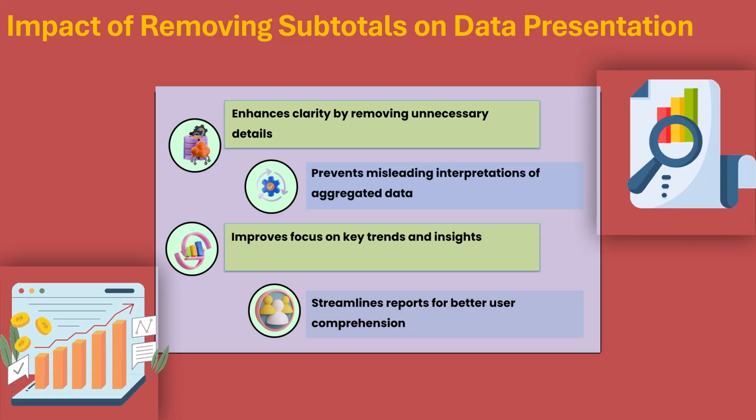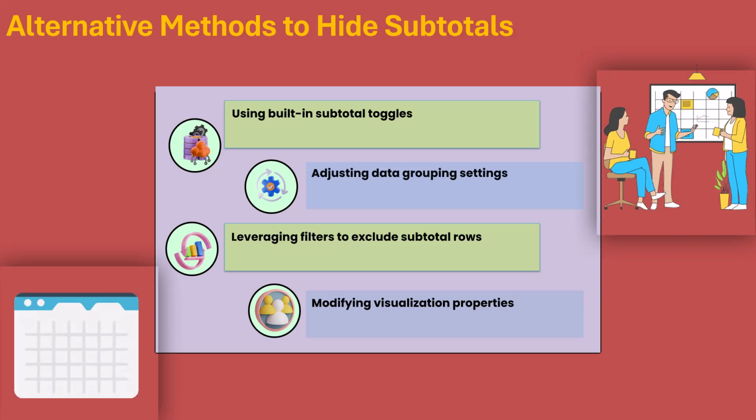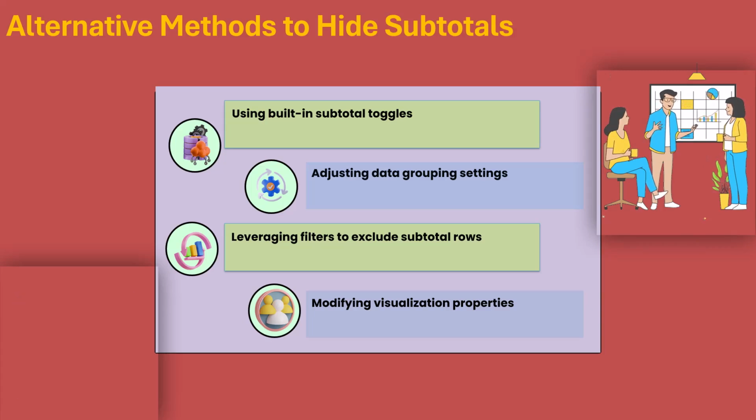Suddenly everything makes sense. Hiding subtotals is like making unwanted emails disappear. There are several ways to do it. You can toggle them off, adjust grouping settings, or use filters to keep them out of sight. With the right method, your reports look cleaner, making your audience nod in agreement instead of scratching their heads.